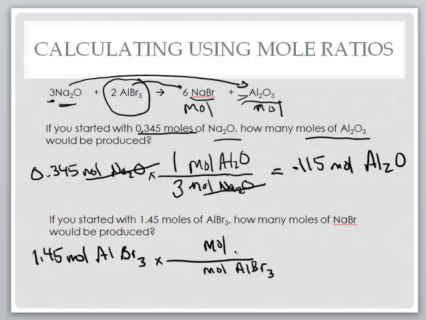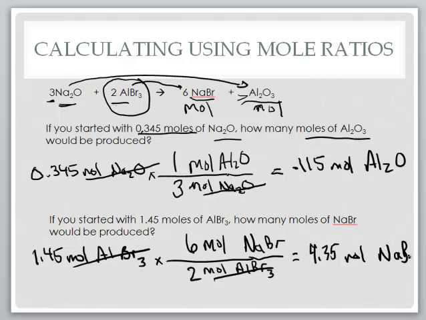So we're going to do a mole ratio, and again, the mole ratio is the moles of the thing we are trying to get rid of to the thing we are trying to get to. So let's cancel out our moles of aluminum bromide, and what's left are moles of sodium bromide. So let's do the math. 1.45 times 6 divided by 2 gives us 4.35 moles of sodium bromide, and that would be our answer.